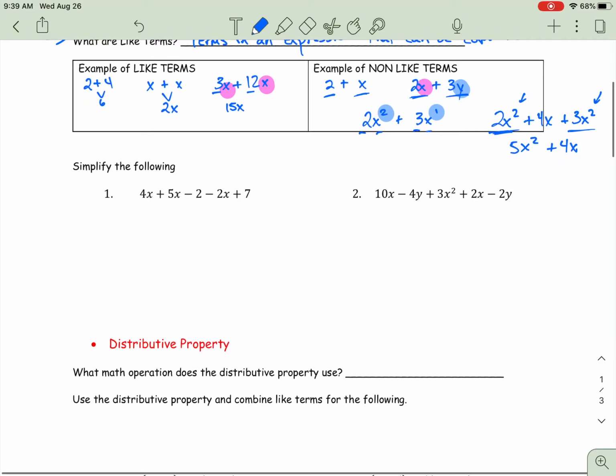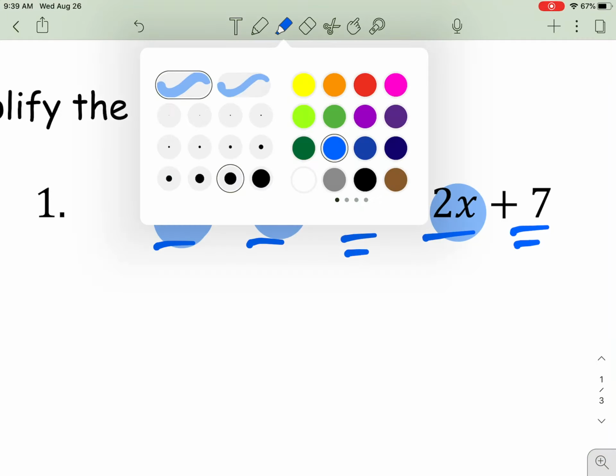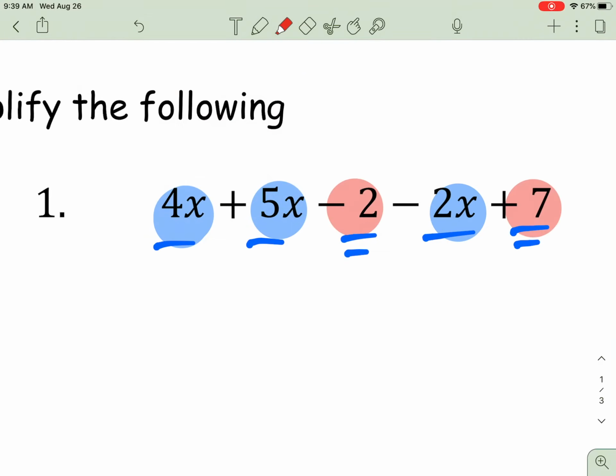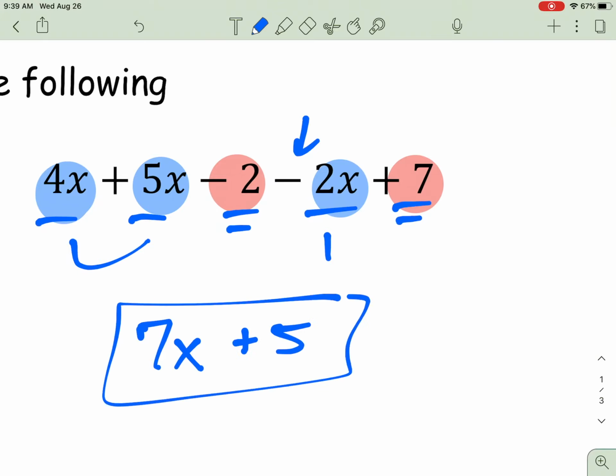So let's go through these examples here. Simplify the following. If you're on paper, you can just underline those that are alike, or use 1 or 2 marks to separate the differences. I personally like the fact that with Notability you can highlight and say what the like terms are. Either way, 4x plus 5x is 9x, and then this is a negative 2x, so 9 minus 2 gives me 7. This is 7x, and then negative 2 and a positive 7 gives me a positive 5. There's our solution for that one.